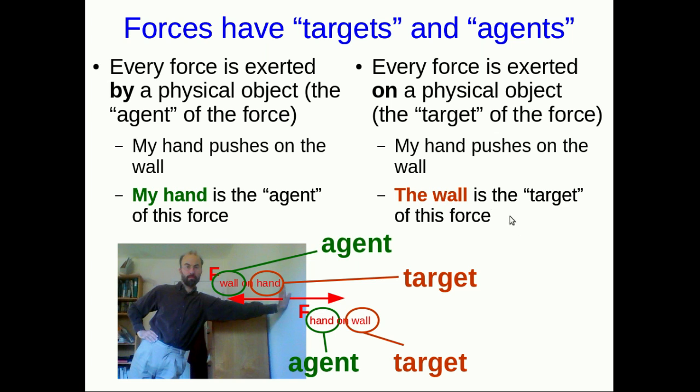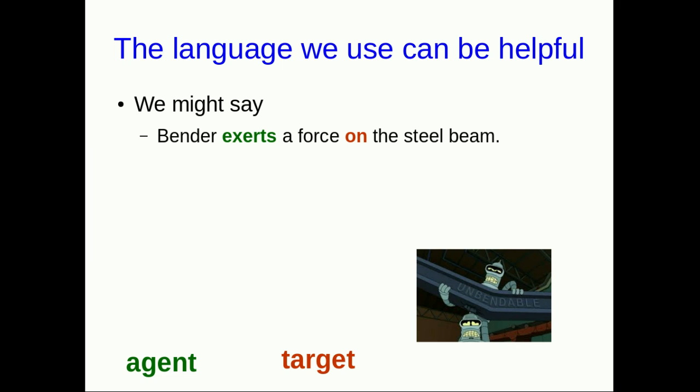I'm going to make a really big deal of this, especially thinking about agents. I find a lot of students have trouble identifying what forces ought to act on an object, and they'll often invent forces that don't exist. But if they focus on agents, if they focus on what objects can exert forces on the thing they're trying to think about, then they can usually avoid most of those problems. Being aware of the language we use can be helpful.